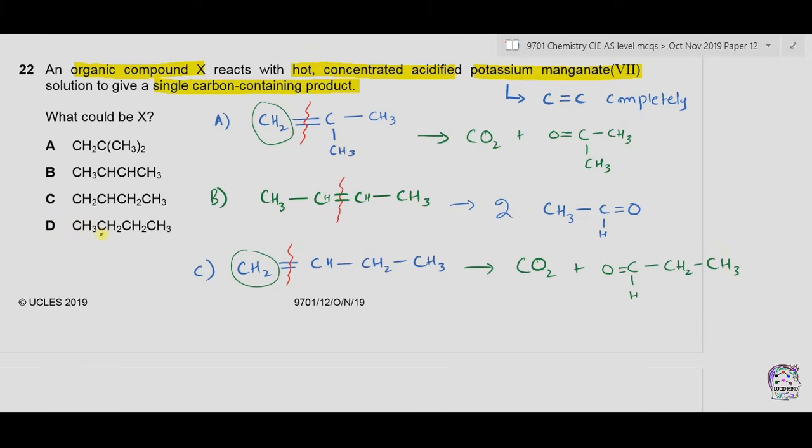In D we have CH3, CH2, CH2, CH3. So therefore this is an alkane and there is no double bond present. The structure will be like this. And in the presence of hot concentrated acidified potassium manganate, oxidation will not occur. So B is the only organic compound that gives a single carbon containing product.